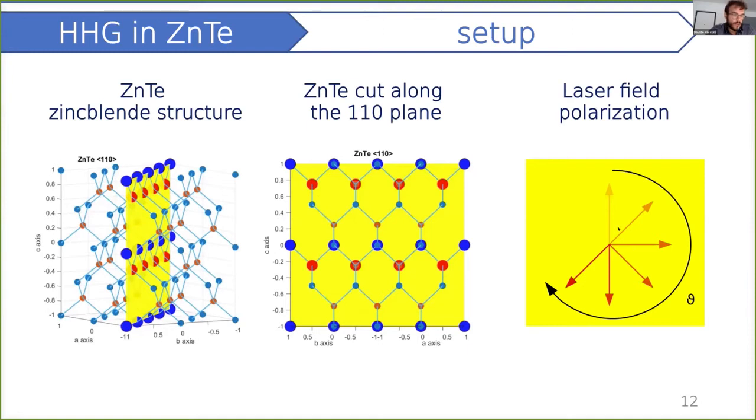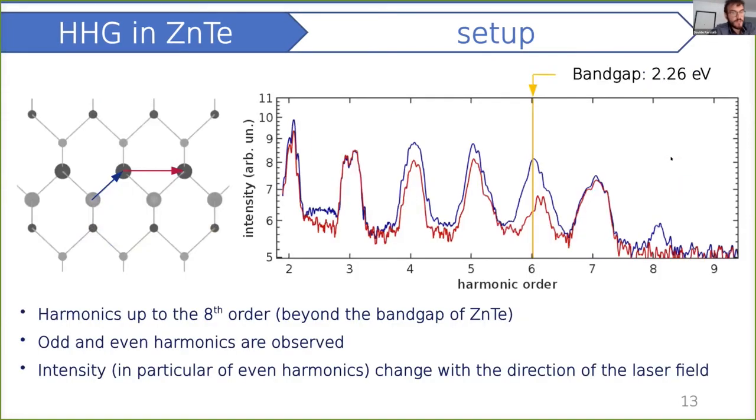Our polarization is tuned, as we said, with a half-wave plate. It can be tuned with a half-wave plate, and it always lies on this 110 plane, since the propagation of the laser is perpendicular to the 110 plane. We then measure the HHG emission along 2 characteristic directions of the crystal.